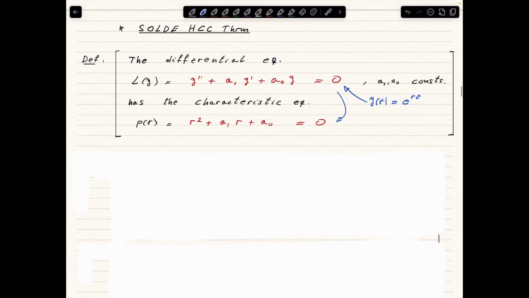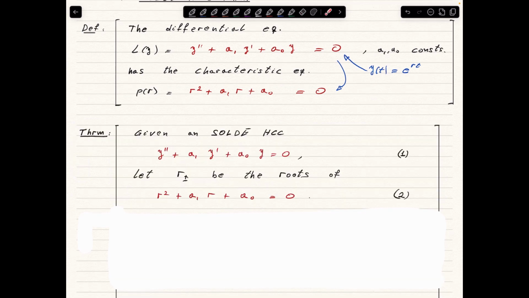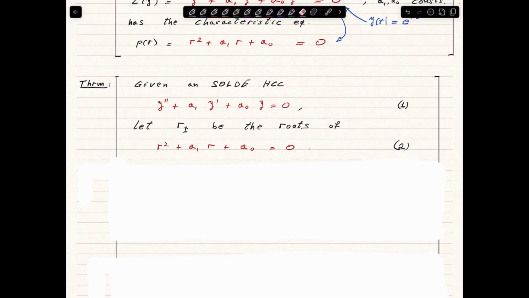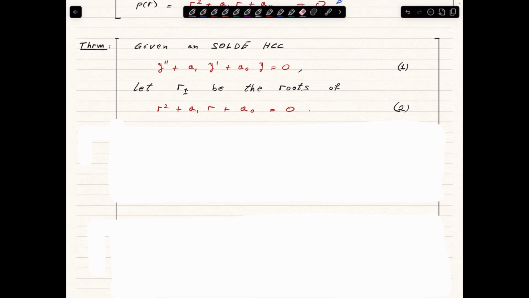With that definition, now we can state the main result. Given a second order linear homogeneous differential equation with constant coefficients like this, let's call r plus and r minus the roots of the polynomial, or the solutions of this equation. Then we have actually two cases. The first case is the case we covered in the previous example, and is the following.